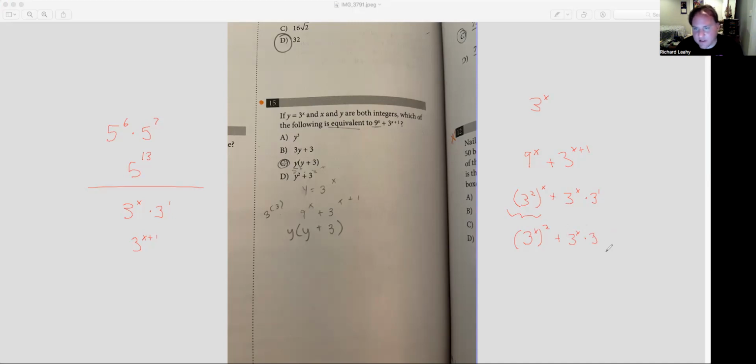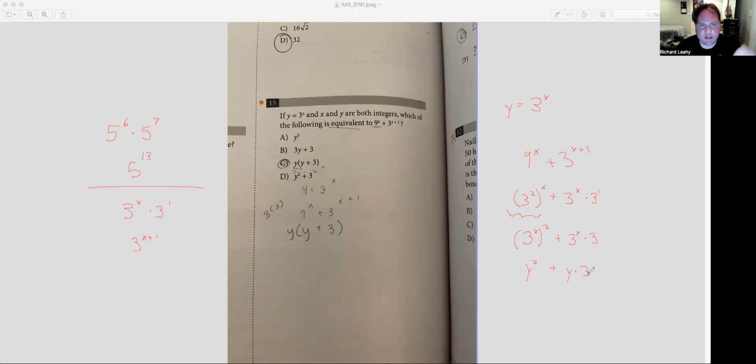Now, check this out. The original problem said 3 to the x is equal to y, and all our answer choices have y. So we want to reintroduce a y into our argument. So we have 3 to the x is y. So this is y squared plus a y times a 3. It still does not look like anything there, so maybe we have to manipulate it a little bit.